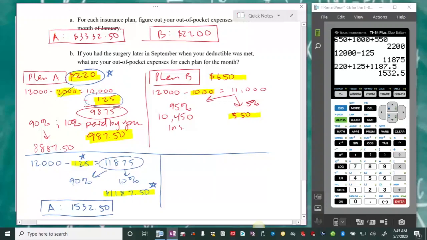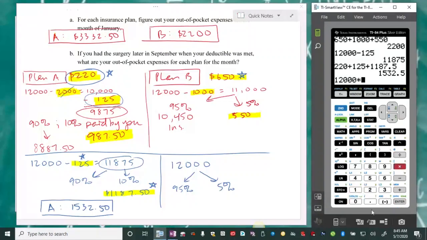Okay, so now for Plan B. I'm still on the hook for the $650, but I no longer have the deductible. So I've got the $12,000, and there's also no copay. So that means $12,000 is my remaining balance. For this $12,000, 95% gets paid by insurance, 5% gets paid by us. So let's go ahead and take the $12,000 and multiply it by 0.05 to get our share of the balance, which gives us $600.